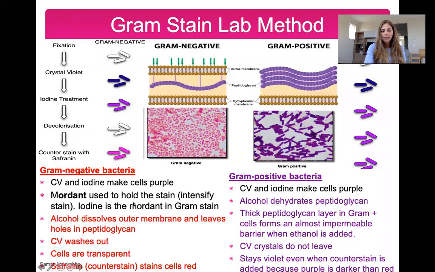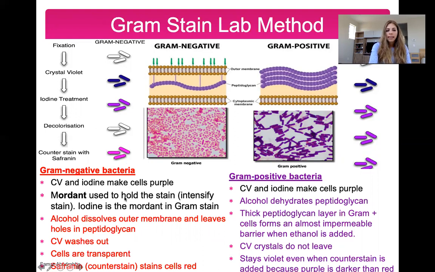So with gram-negative bacteria, on your slide you don't know what you have, but let's say you had gram-negative bacteria. Remember, gram-negative bacteria have a thin cell wall, so one layer of peptidoglycan. In addition, they also have an outer membrane. The first thing you're going to do is add your crystal violet stain. Then you add iodine. Iodine is a mordant, so it helps the stain stick even more. So your cells are purple. Then you decolorize, or you do a wash with alcohol. And then finally, you stain with safranin.